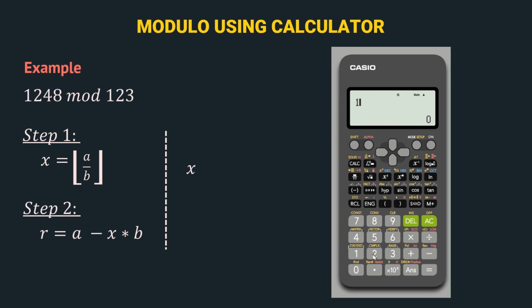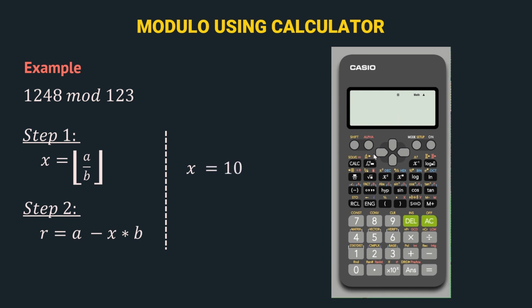Here the value of a is 1248. We press the equal to button after this, and the value of b is 123. Again we press the equal to button. So we get a fraction. To convert the fraction into decimal, we use the S to D button. So we can see the answer is 10.14634. Now we'll store the value of x as 10.